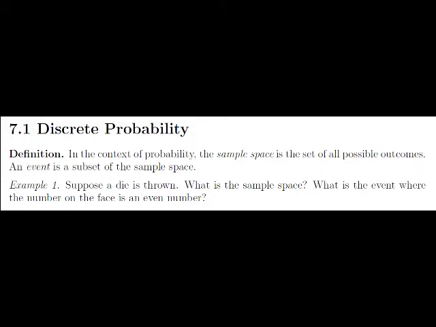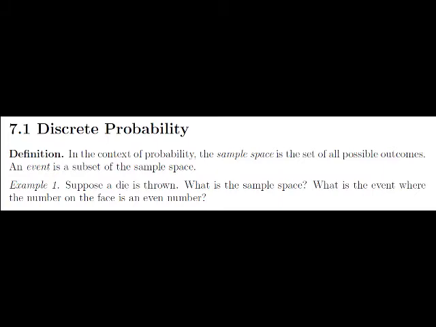Hello everyone. So today we are going to talk about probability, especially discrete probability. To talk about probability, let's first check two definitions: sample space and event. The sample space is the set of all possible outcomes, and an event is a subset of the sample space, whose probability we try to calculate.